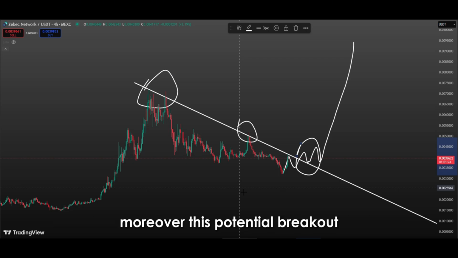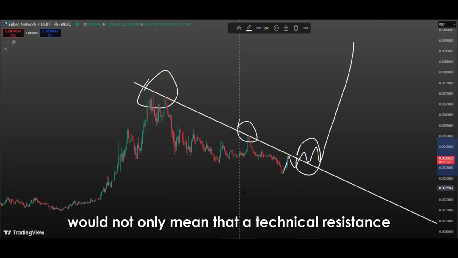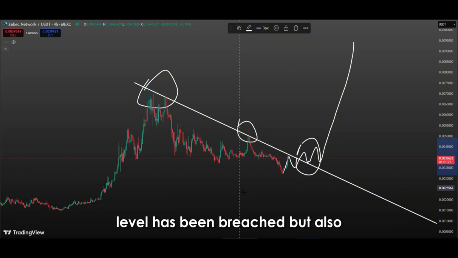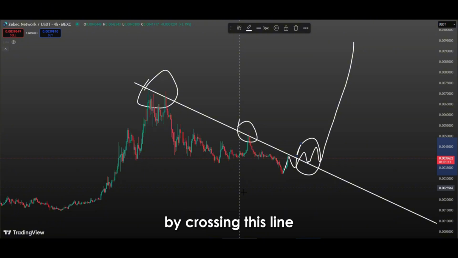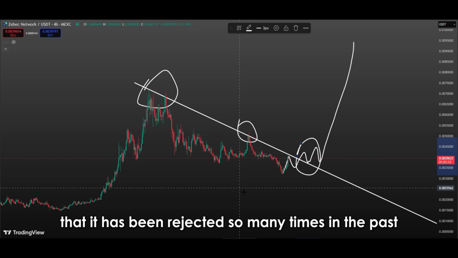Moreover, this potential breakout would not only mean that a technical resistance level has been breached, but also that a psychological threshold has been crossed in the market. This is because downtrends often symbolize periods of fear, indecision, and uncertainty. Breaking out of this situation represents a significant turnaround, both morally and technically. In such a case, the price will now have the courage to move towards new targets by crossing this line that it has been rejected so many times in the past.